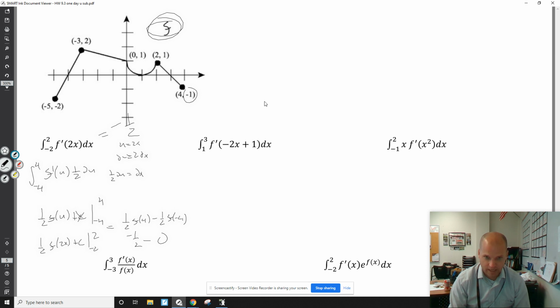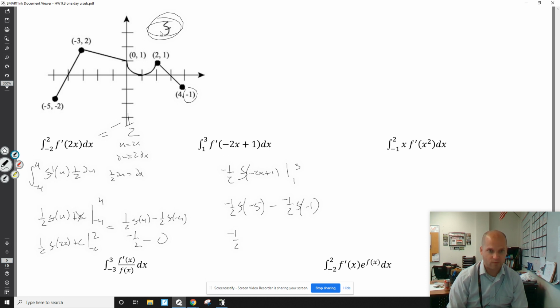You could go straight to the antiderivative. For this one, I would. It's really easy. The antiderivative of this has got to be f of -2x plus 1. Understanding the derivative of this is going to be -2, I need a -1/2 from 1 to 3. That's -1/2 f of -6 plus 1, which is -5, minus -1/2 f of -2 plus 1, which is -1. F of -5 is -2, so I have -1/2.